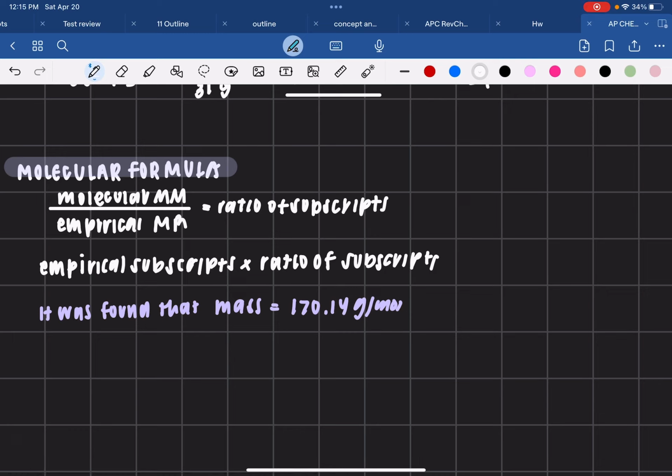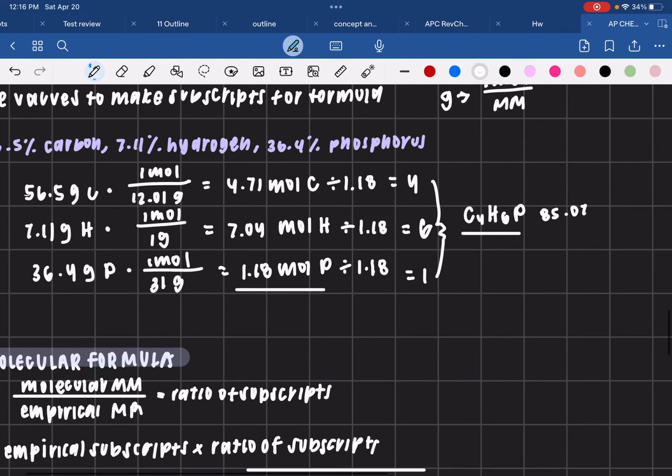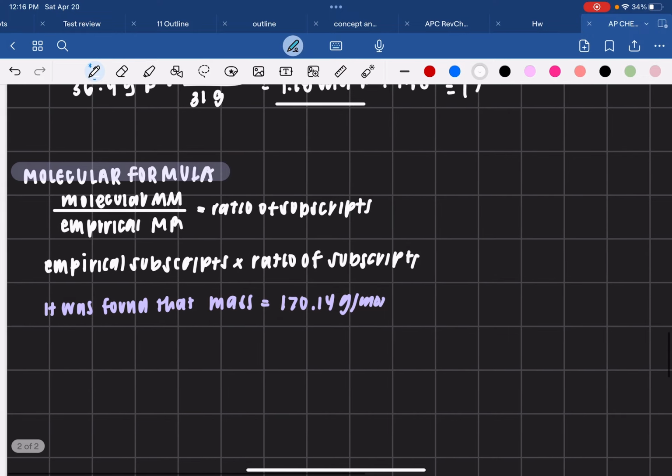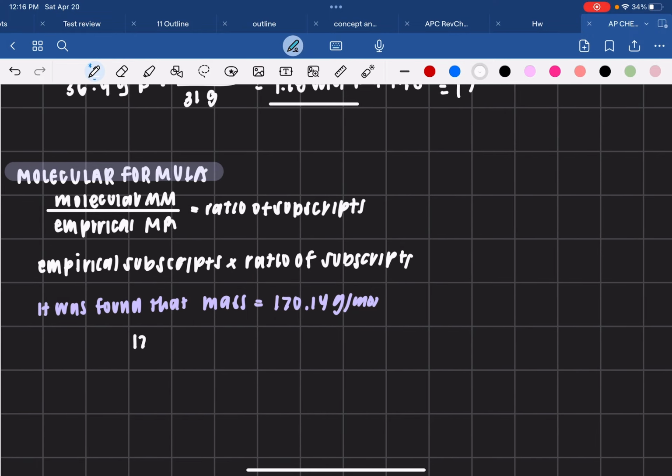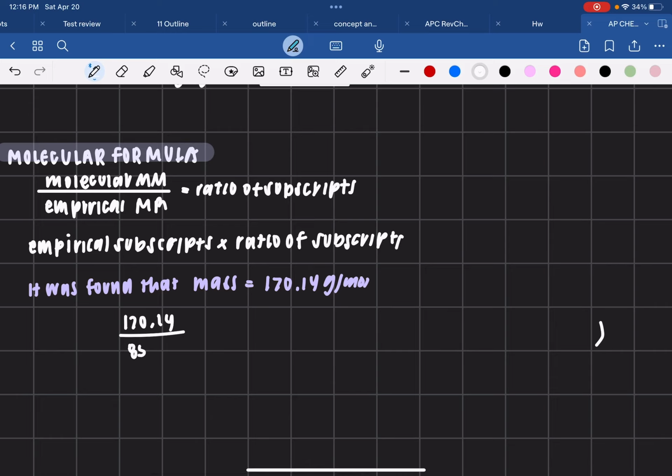And if we take the molar mass of the empirical formula, we would be getting 85.07. If you don't know how to find the molar mass, you can search it up. But basically, you just find the sum of all of the masses of the individual particles and then add them. So we're going to just do the formula, 170.14 over 85.07 to get a subscript of 2.